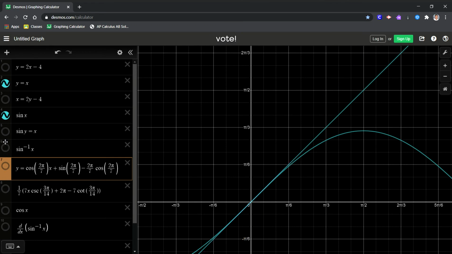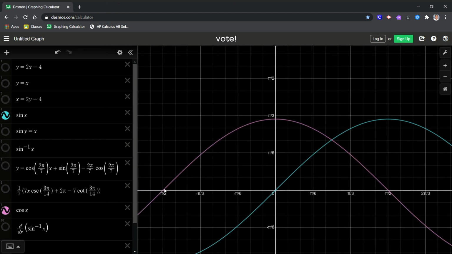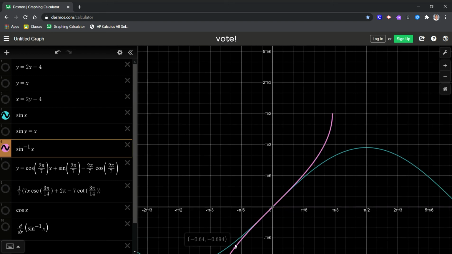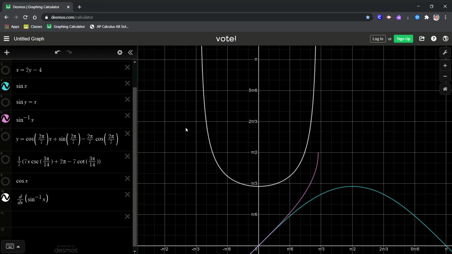since, let me get rid of all of these, since the derivative of sine of x, which is cosine of x, is positive between the points pi over 2 and negative pi over 2, the derivative of arcsine x must be positive between all those points as well. And that is why the derivative of the inverse of sine x is positive, and we can get rid of the negative and plus or minus.